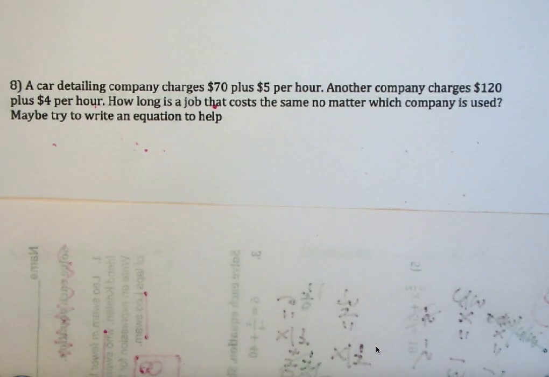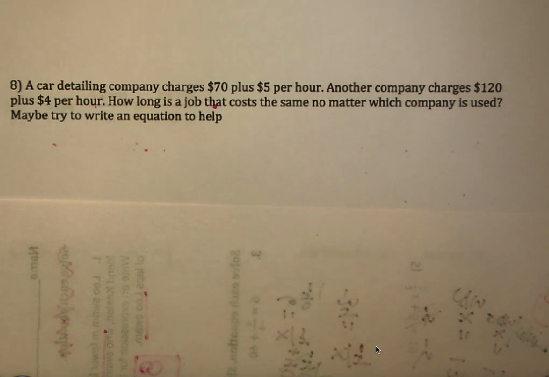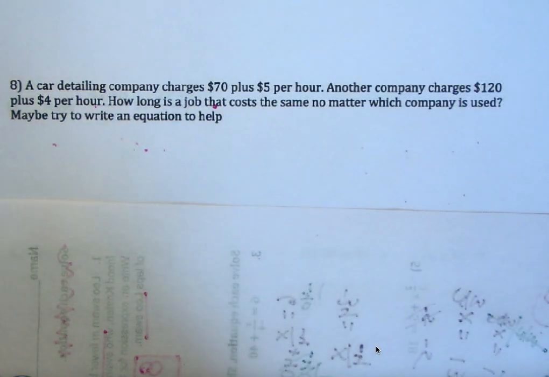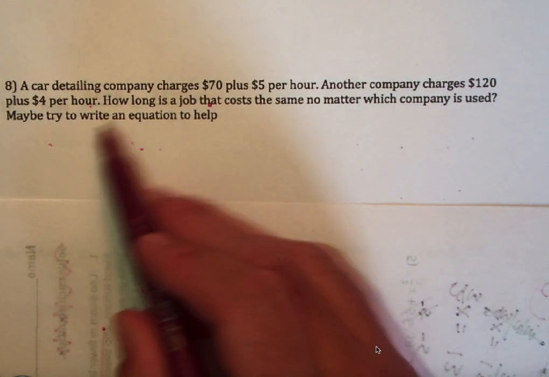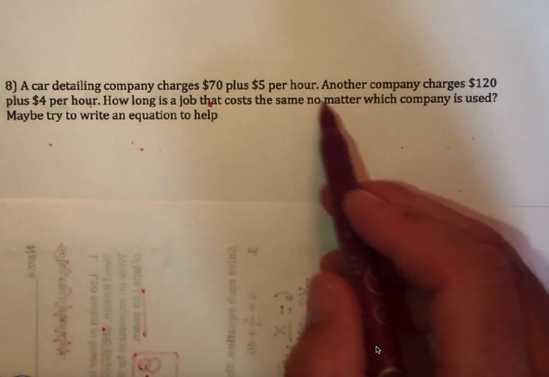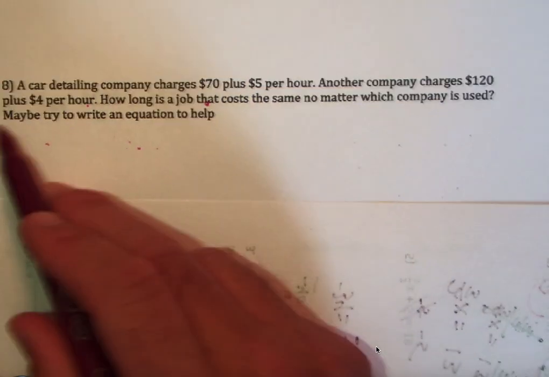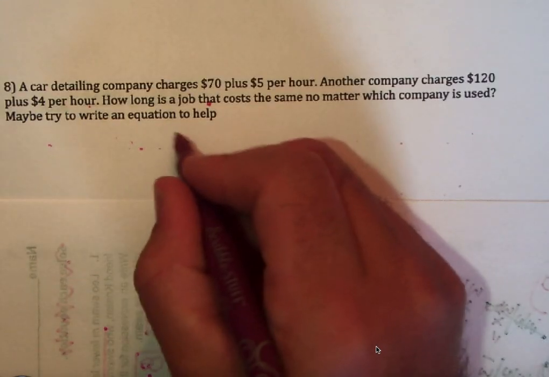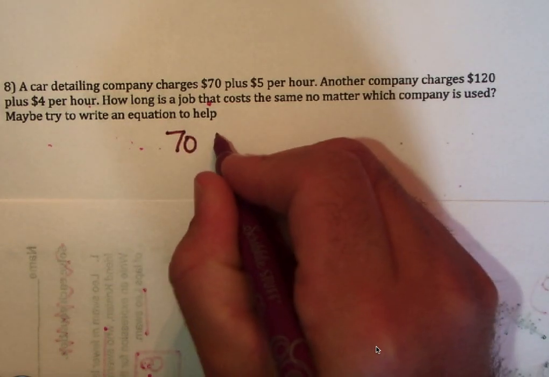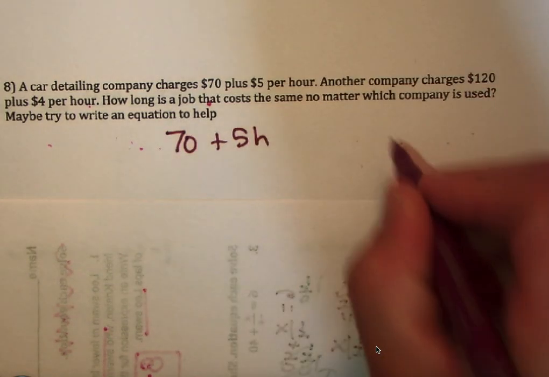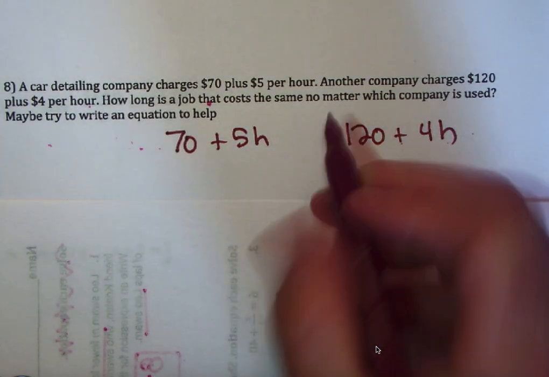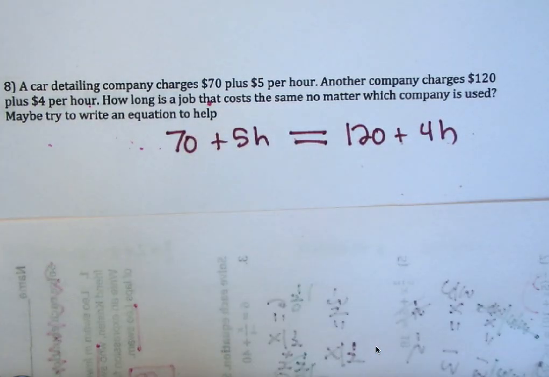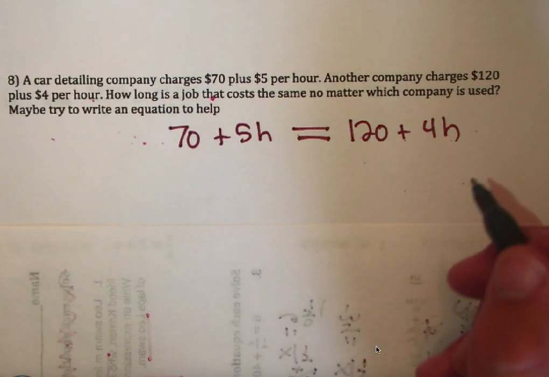Okay. Number 8, a car detailing company charges $70 plus $5 per hour. Another company charges $120 plus $4 per hour. How long is a job that costs the same no matter which company is used? Maybe try to write an equation to help. We've done this. One company charges $70 plus 5 per hour, and the other one does $120 plus 4 per hour. And we want to know when the cost is going to be the same, so when are they equal? So now we just solve.